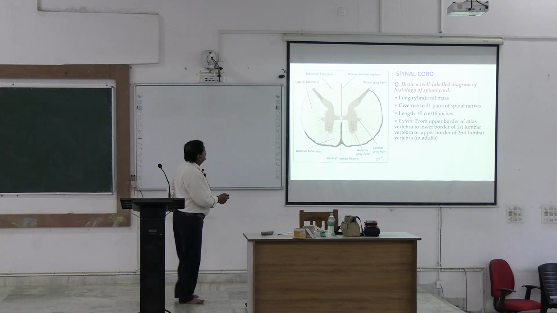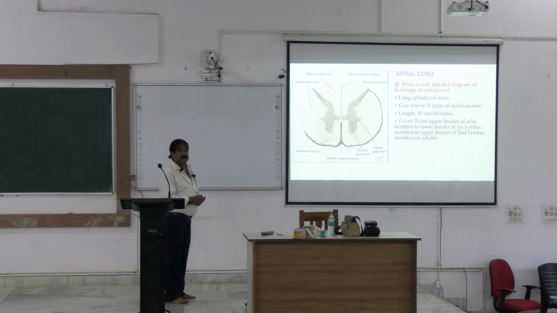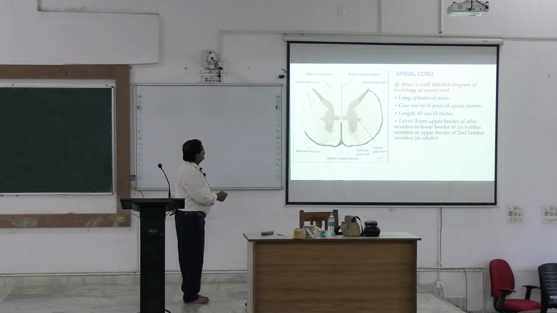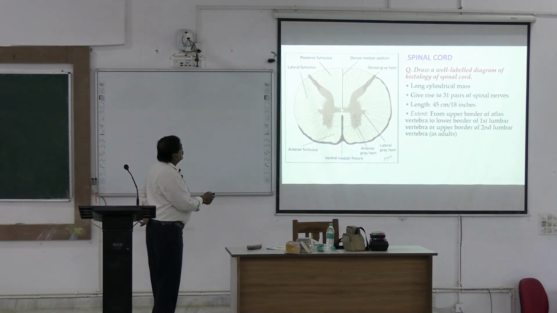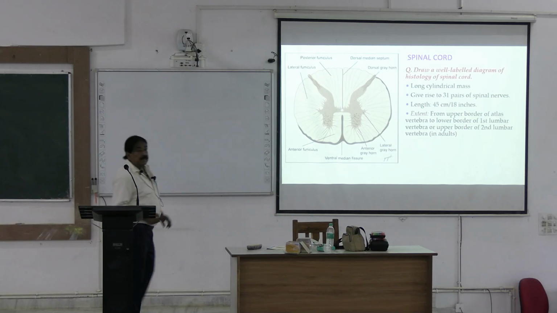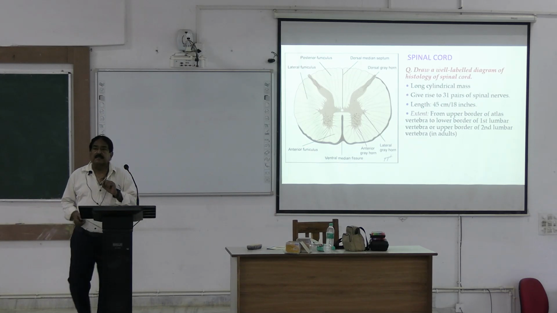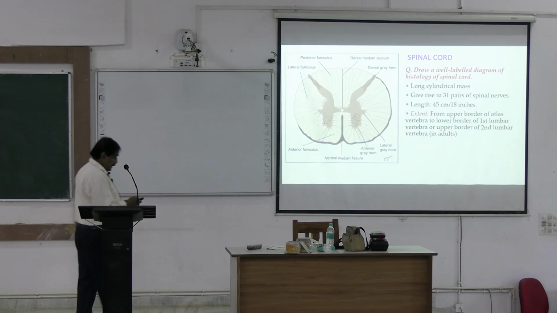Now, see, this will be a 4 marks question. This is the ventral median fissure, the dorsal median septum, posterior funiculus, lateral funiculus, dorsal grey horn, the lateral grey horn, and anterior grey horn, the anterior funiculus. Now, it's a simple drawing and you have to label them.